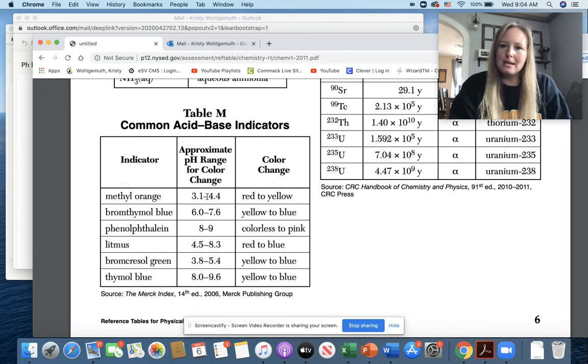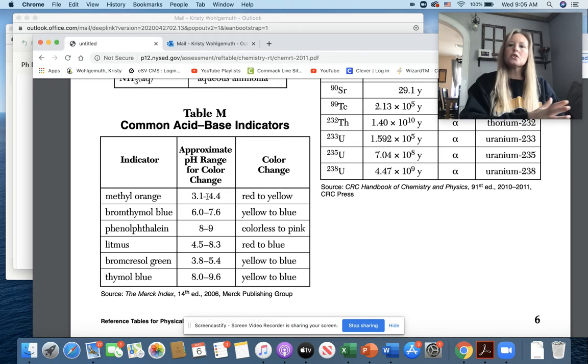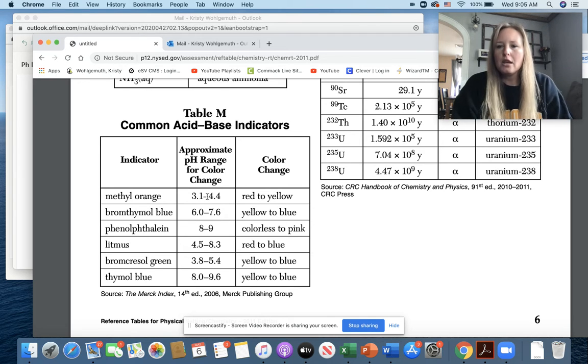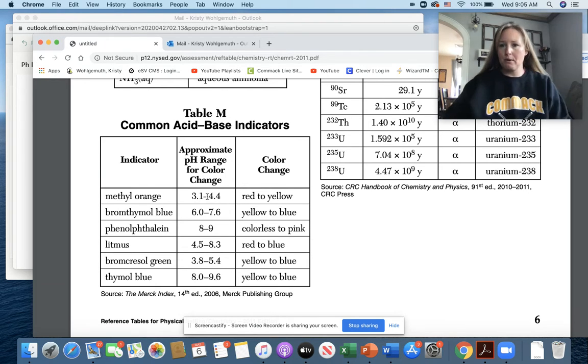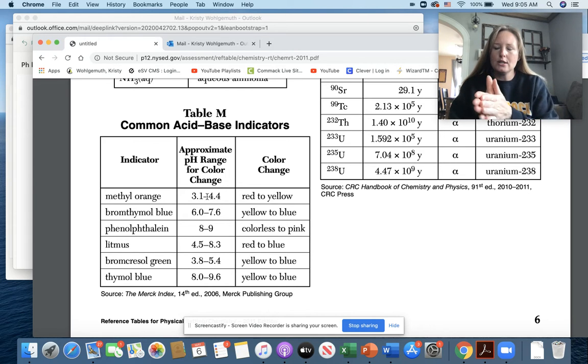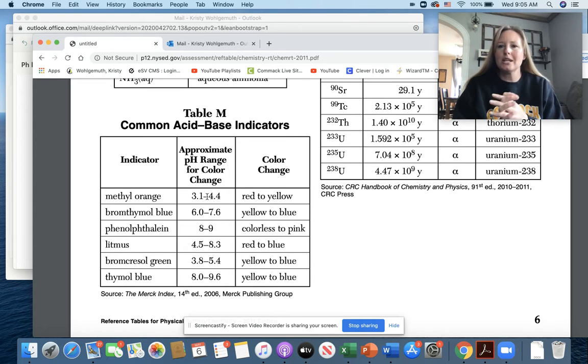So that means that, let's say I had a whole bunch of solutions lined up going from a pH of 0 to a pH of 14. As I go from 0 to 14, we're going to start off with the color red from a pH of 0 to 3.1. Then as soon as I hit 3.1 and go to 4.4, that red is going to slowly change to yellow.